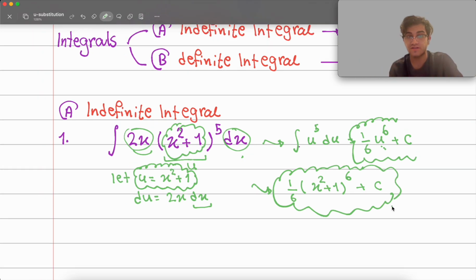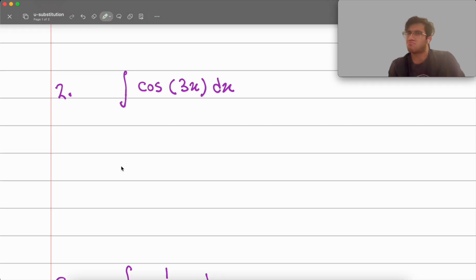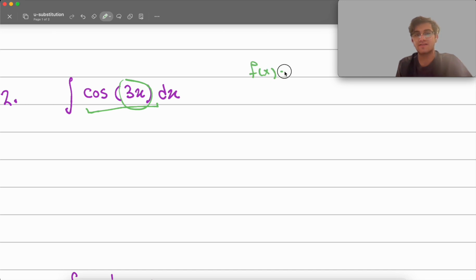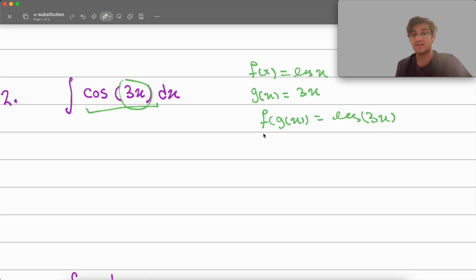Let's move to the next question. So, a function inside a function. If I look at cosine of 3x as a function, this 3x is inside the whole one. If I have f of x is cosine of x and g of x is 3x, then f of g of x is going to be cosine 3x, right? So it's kind of like a function composition. This is the same thing. So I can replace 3x with u.